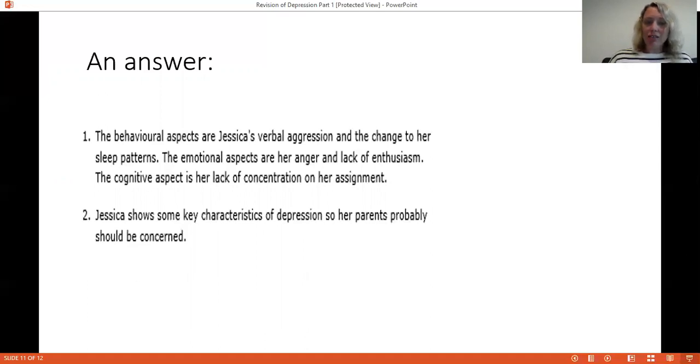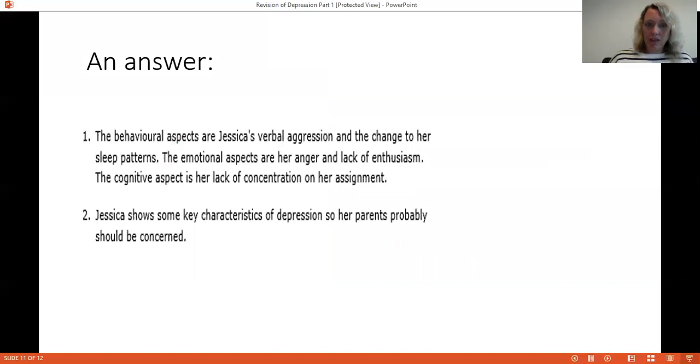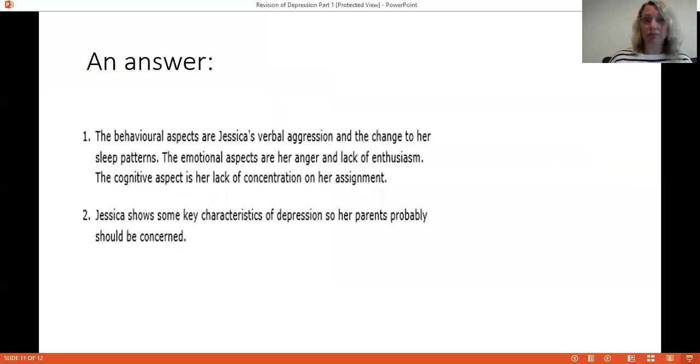But actually, there are some other things as well, aren't there? So you could pick out the fact that she seems to have lost weight. So that would indicate a disruption in her eating, which would be a behavioural characteristic. You could argue, we did have the aggression actually, didn't we? You could argue that there seems to be a lack of self-esteem when she says she hates herself. So that could go in there as well, I think, is a really plausible answer.